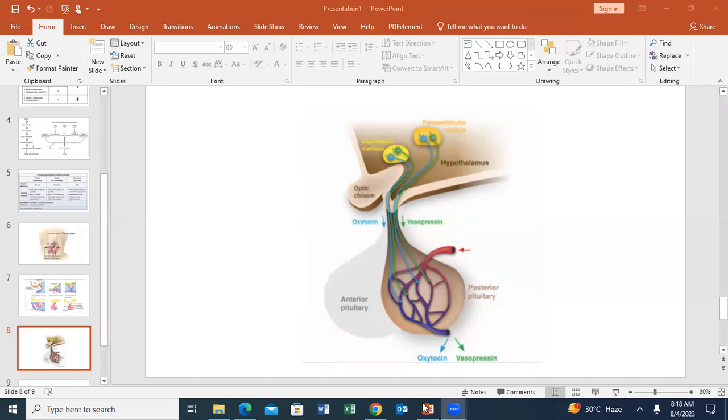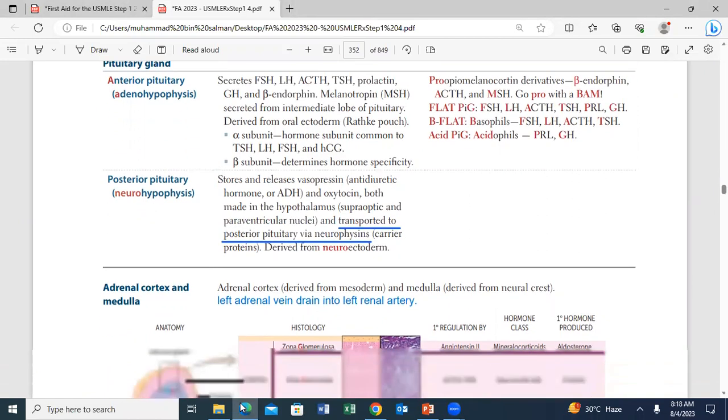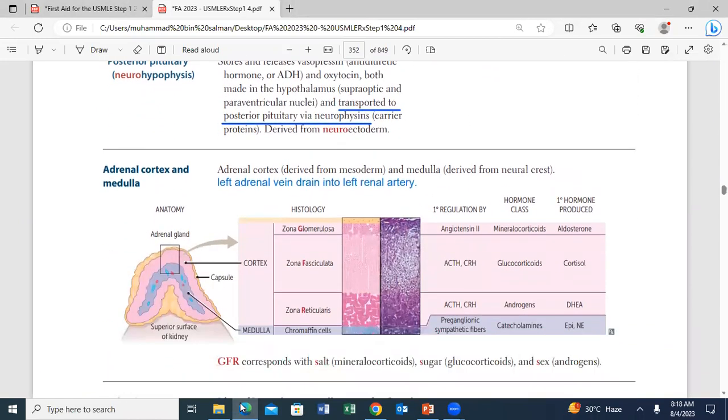Now, once we are done with this, let us go to the adrenal cortex. As far as the adrenal gland is concerned, we have the adrenal cortex and the medulla. The outer region is called the cortex, which is rather more important, and the inner region is called the medulla. This cortex is derived from the mesoderm, just like the thyroid follicles, and this medulla is derived from neural crest cells. So it is derived from the neural crest.